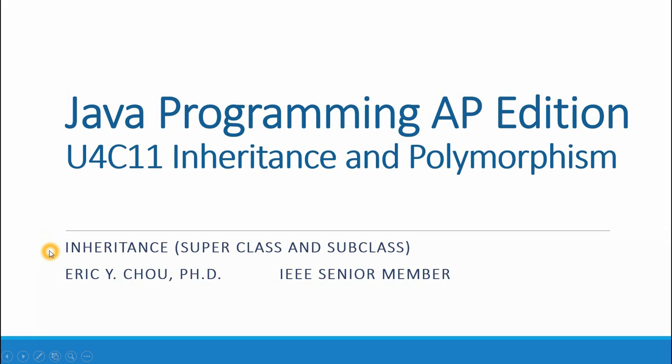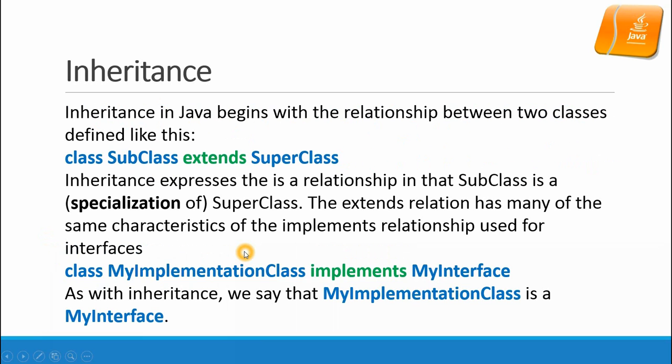Welcome to Chapter 11, Inheritance and Polymorphism. Inheritance is about superclass and subclasses. It's about how a class uses the properties from another class.